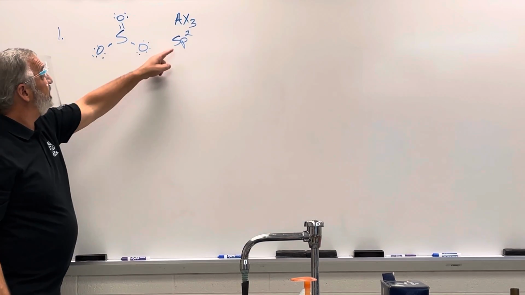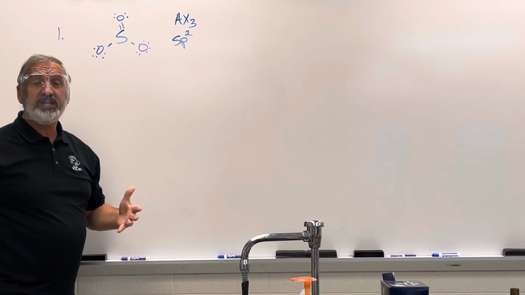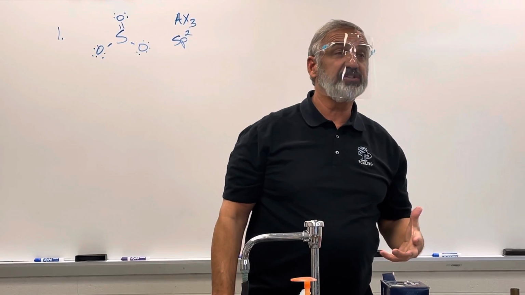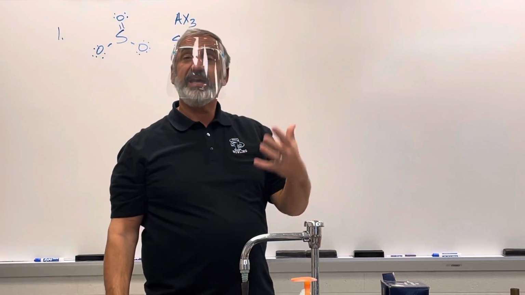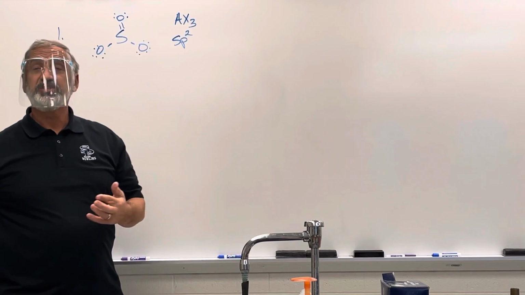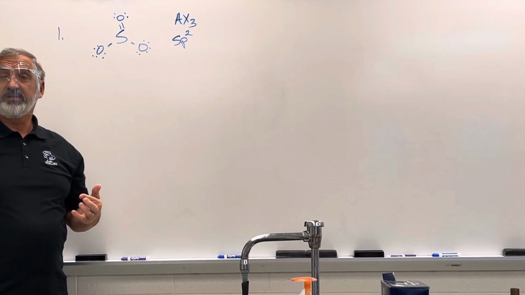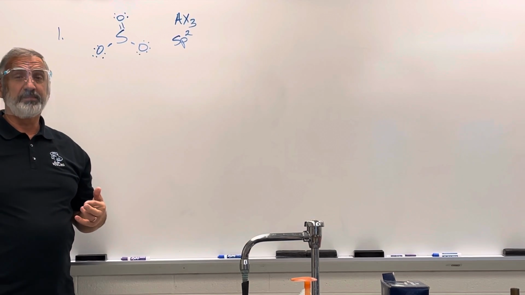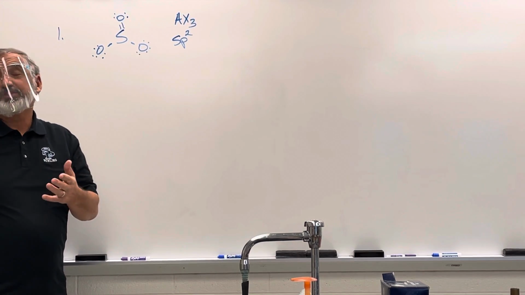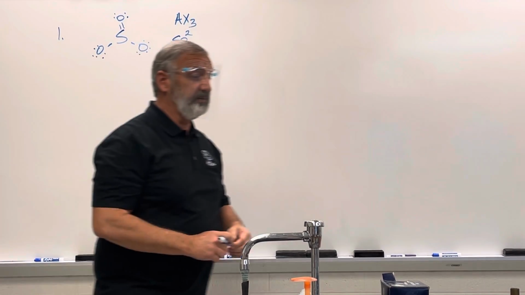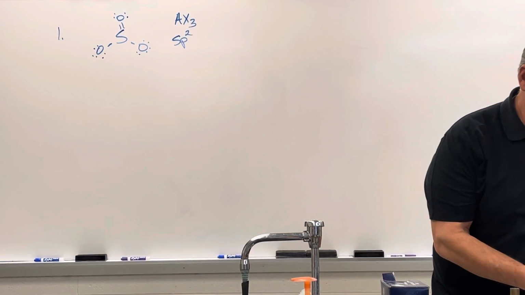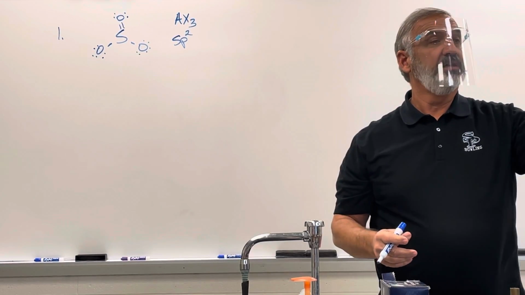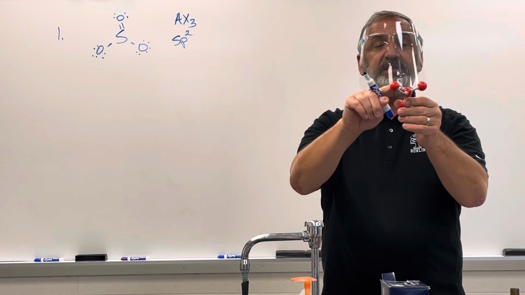So, sp2. So now you go to the sheet that I posted and gave to you and you look at the molecular geometry. And so you go to AX3. And what's the shape of AX3? Trigonal planar. Trigonal planar. Okay? It's going to look like this. SO3. Okay? Here's the double bond.